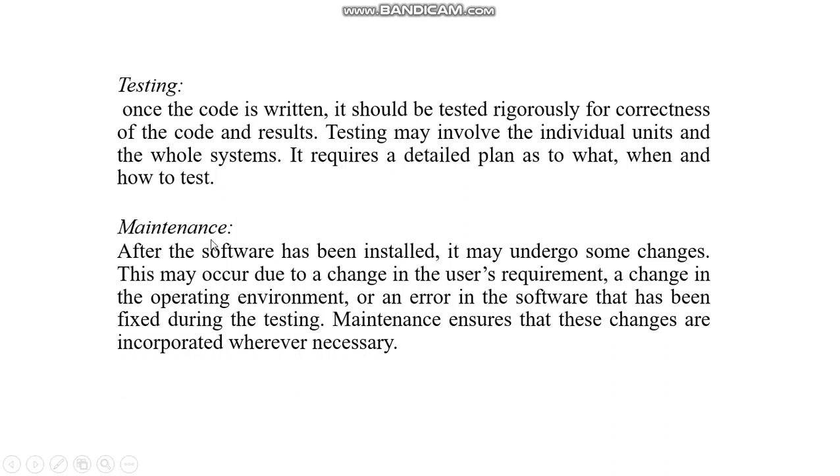And then we go for maintenance. If any changes are to be made in future, or at the right time, after seeing the results, if we need some changes in the output, we go for maintenance. In case of an error, we go for maintenance. In case you want to extend a feature, we may go for maintenance.